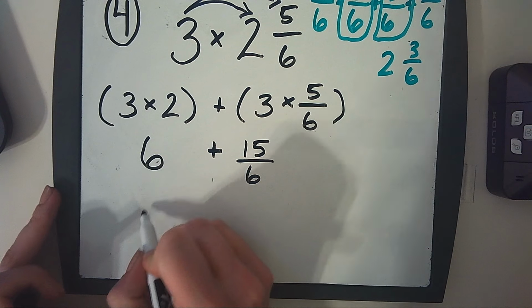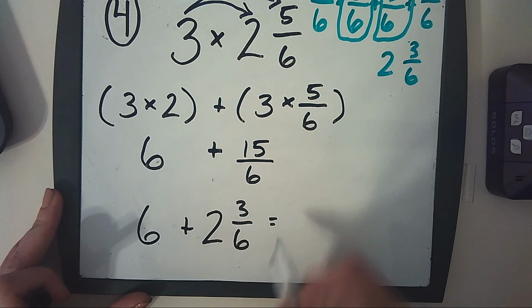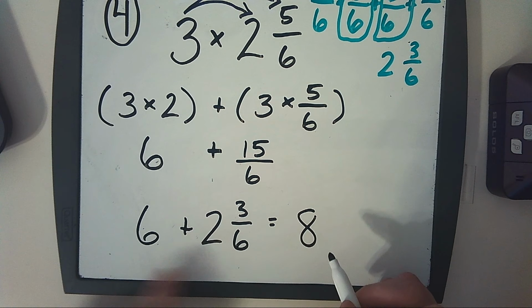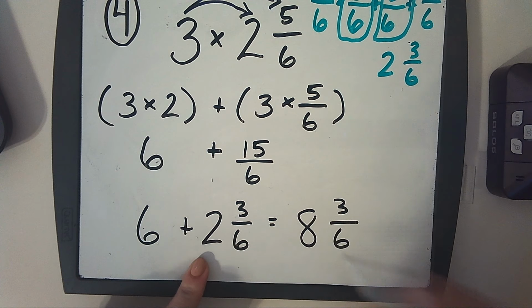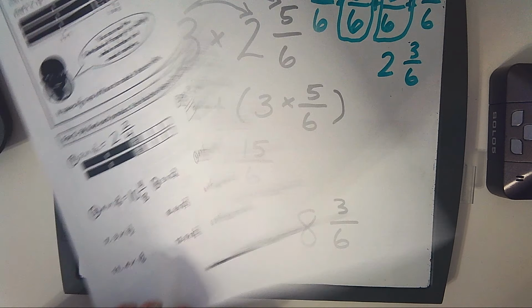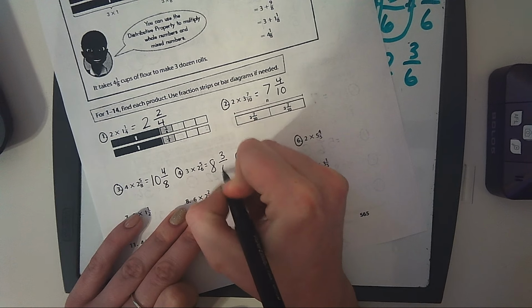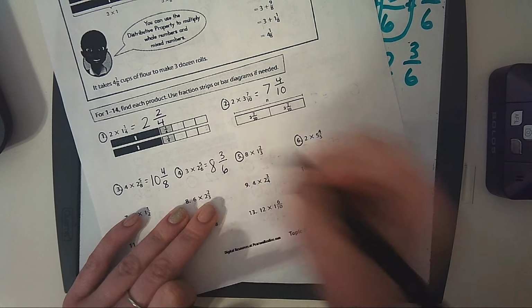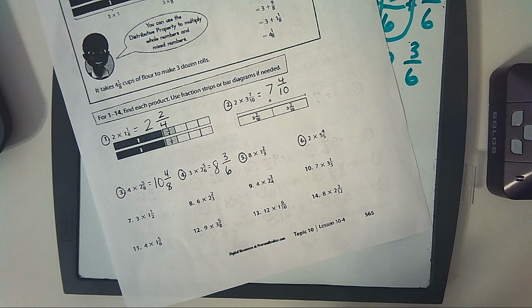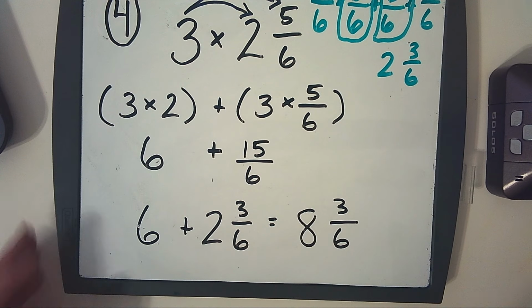My new equation is 6 plus 2 and 3/6, which gives me 6 plus 2 is 8, and 3/6 is my answer to number 4. So I will write that on my paper. 8 and 3/6. And we have 2 more to do, and that will conclude topic 10, lesson 4.